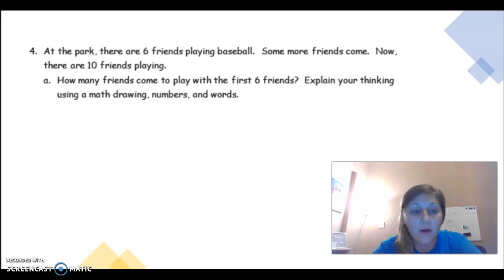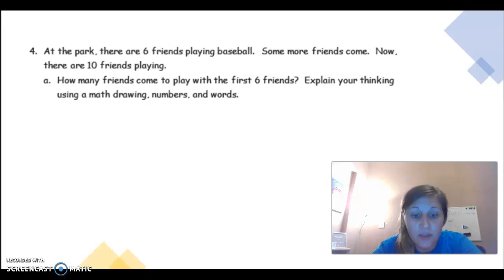Now on to problem 4. This problem says, at the park, there are 6 friends playing baseball. Some more friends come. Now there are 10 friends playing. It asks, how many friends come to play with the first 6 friends? Explain your thinking using a math drawing, numbers, or words.